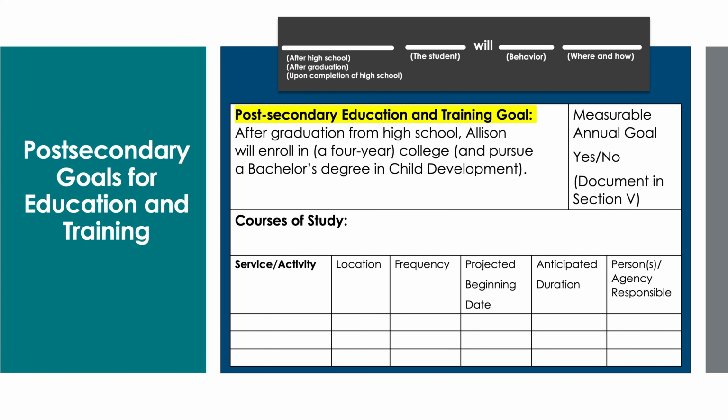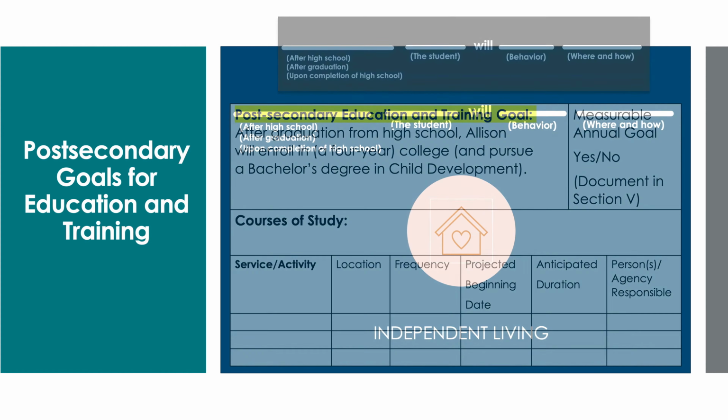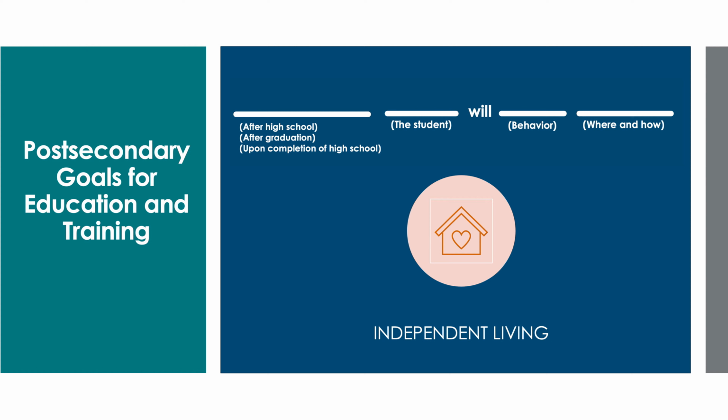So those are not good examples of post-secondary education and training goals because, again, they're descriptions of present needs and related activities or services that would immediately address the needs while the student is still in high school. And now we'll look at our final area, independent living. And we'll start out by hearing some different options for independent living.